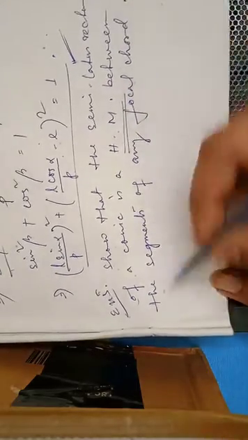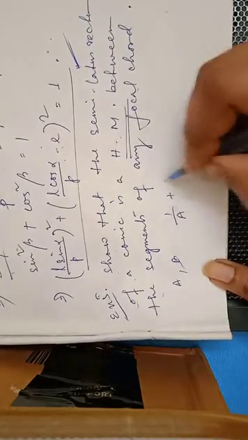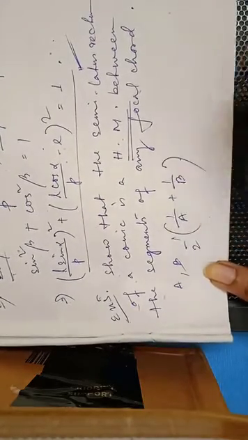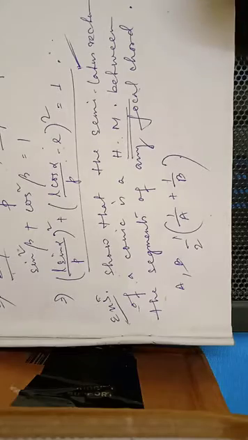So what is harmonic mean? For two numbers, suppose they are a and b, the harmonic mean is half of 1 by a plus 1 by b. So this is the harmonic mean. Okay, we have to prove it for the segments of any focal chord.